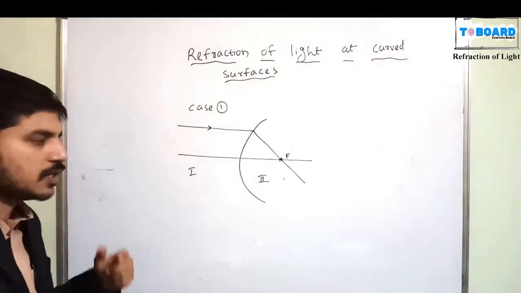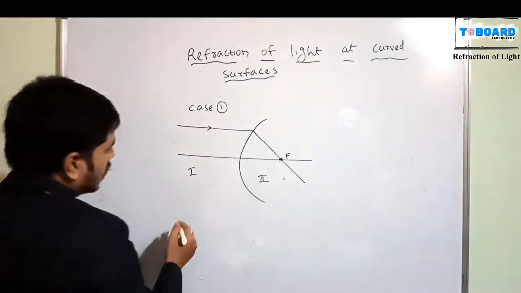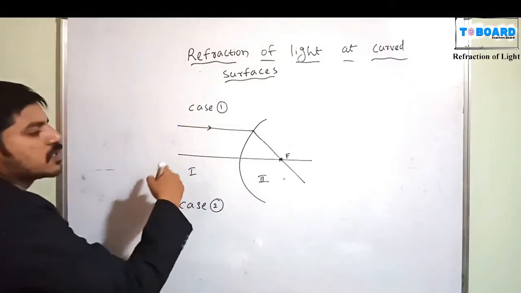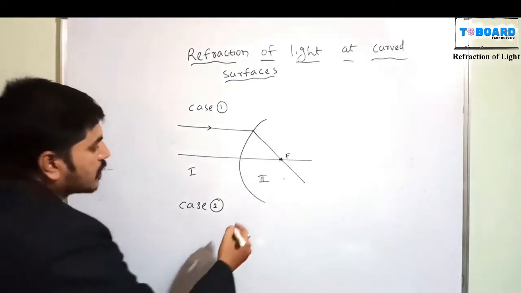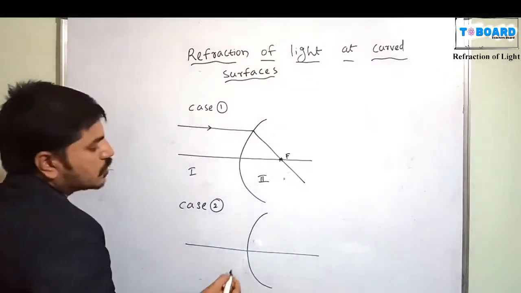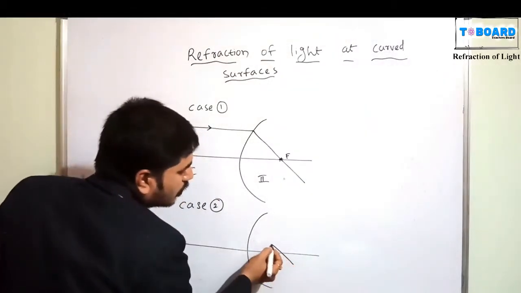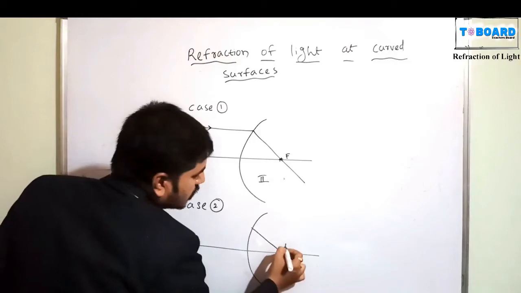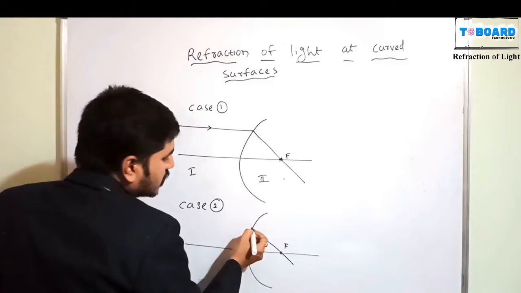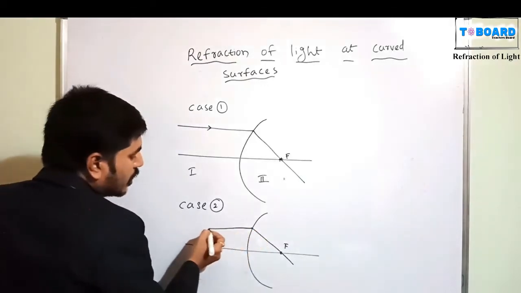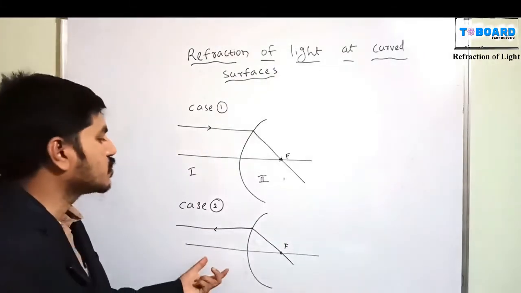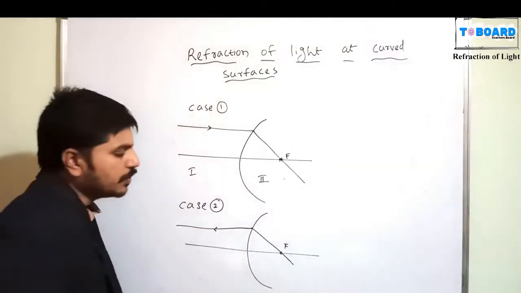Next is case 2, which is the vice versa, the reverse of this action. I will draw it here. If any ray is coming from the focal point, then after refraction from the particular curvature, whatever it may be, the ray goes to infinity, parallel to the principal axis. This is called case 2.